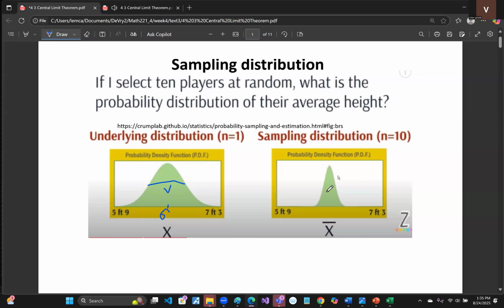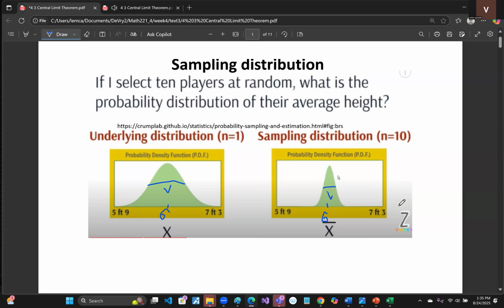Each sample has its average height. As a result, we have a big set of these averages. The distribution of these averages is called a sample distribution. We will illustrate that the mean of this distribution is equal to the mean of the original distribution, and the standard deviation is less than the standard deviation of the original distribution by a factor of the square root of 10.